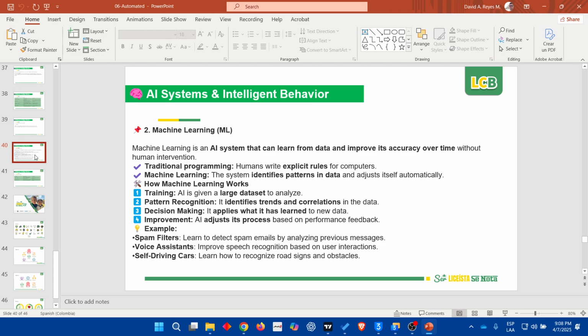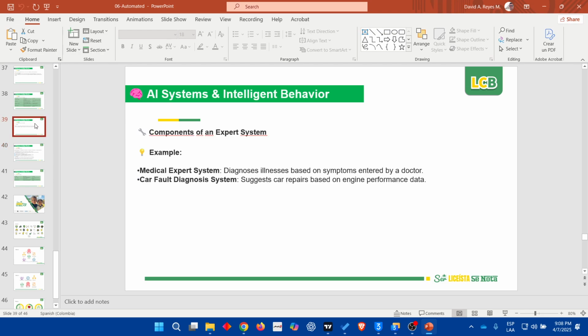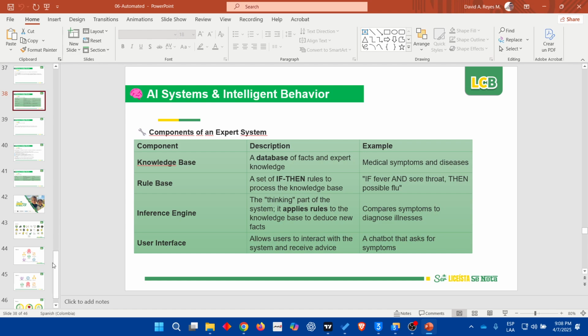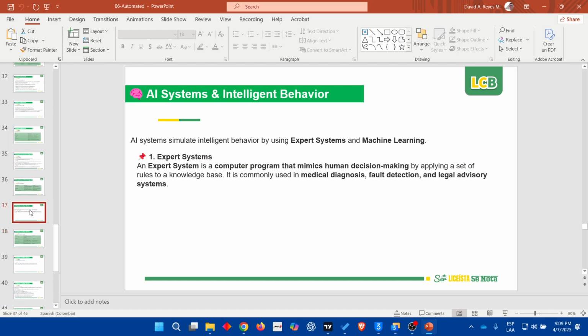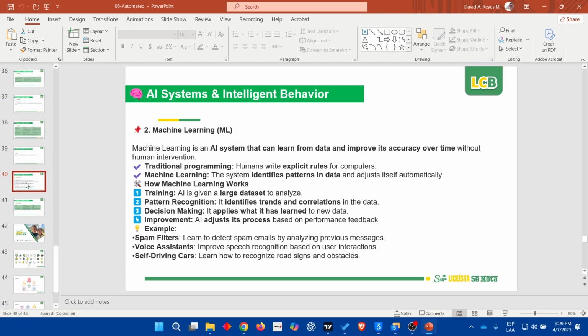Another one, machine learning. Point number two here. Machine learning is an artificial intelligence system that can learn from data and improve its accuracy over time without human intervention.